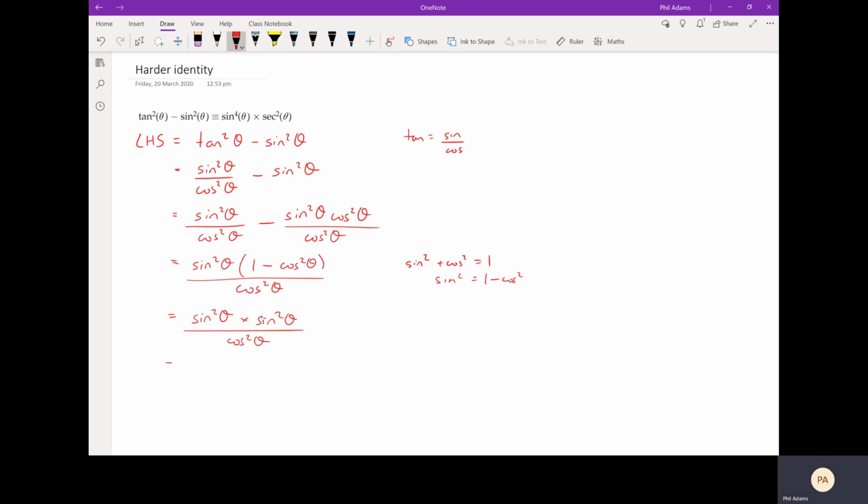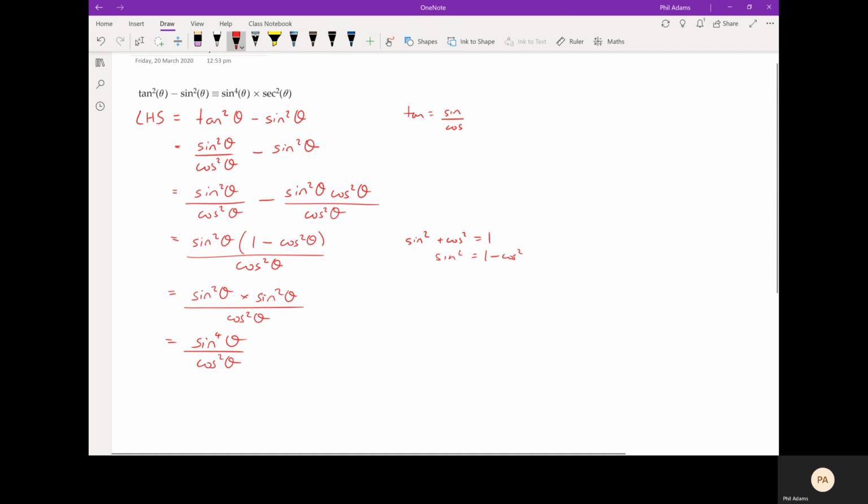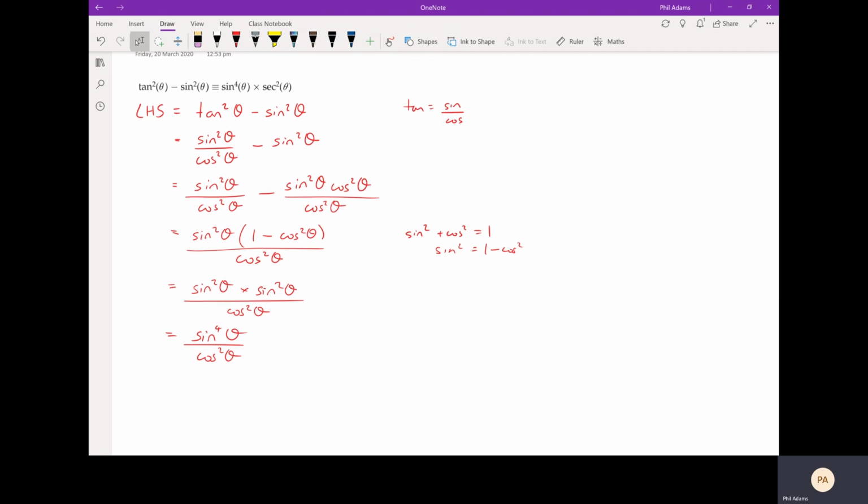And continuing down, we now have sine to the power of 4, right, a 2 over cos squared theta. And remember, we're trying to work this out as a product. You can see if we look back to the start here, we've now got the sine to the power of 4. We're just trying to get that sec squared.